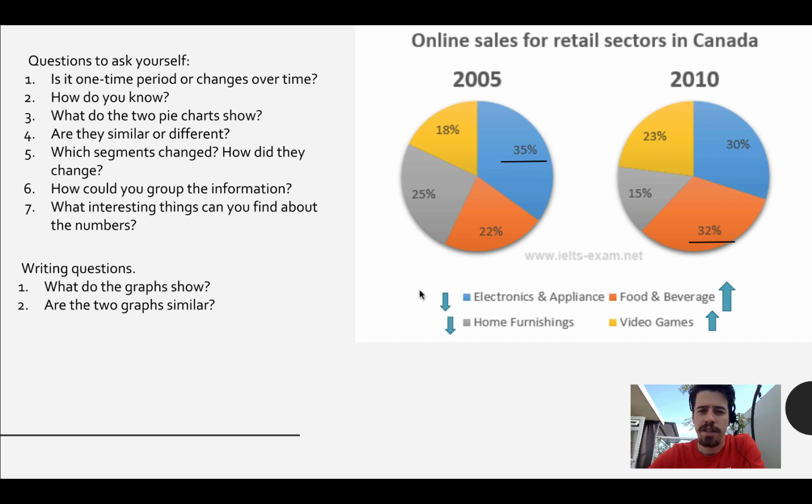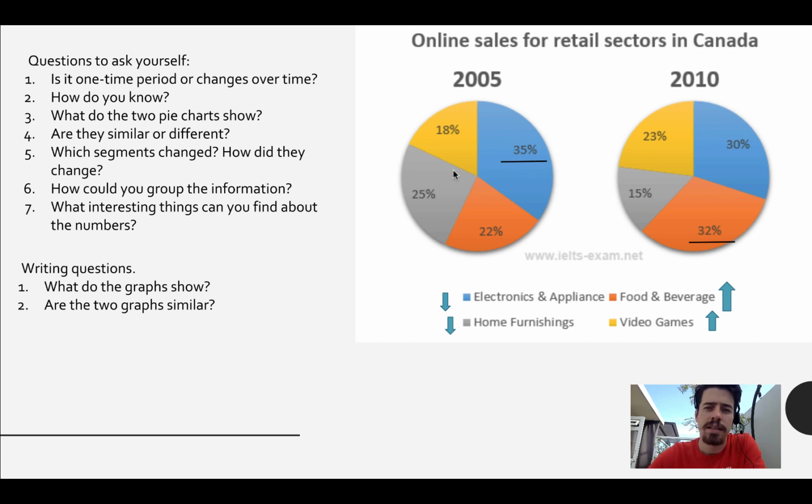For home furnishings, it started at 25% and went to 15%, so it's gone down. Video games went from 18% to 23%, so that's increased. I suggest when you're doing your graph writing, you just use little arrows on your question paper to help yourself. A couple of other things are important to mention. This 35% I think is quite important.